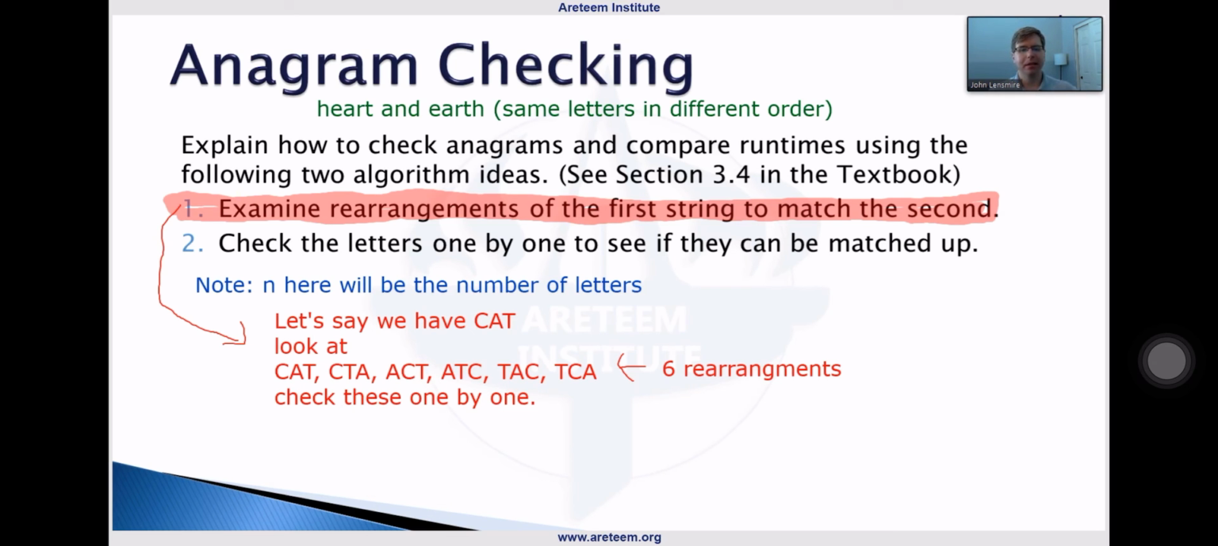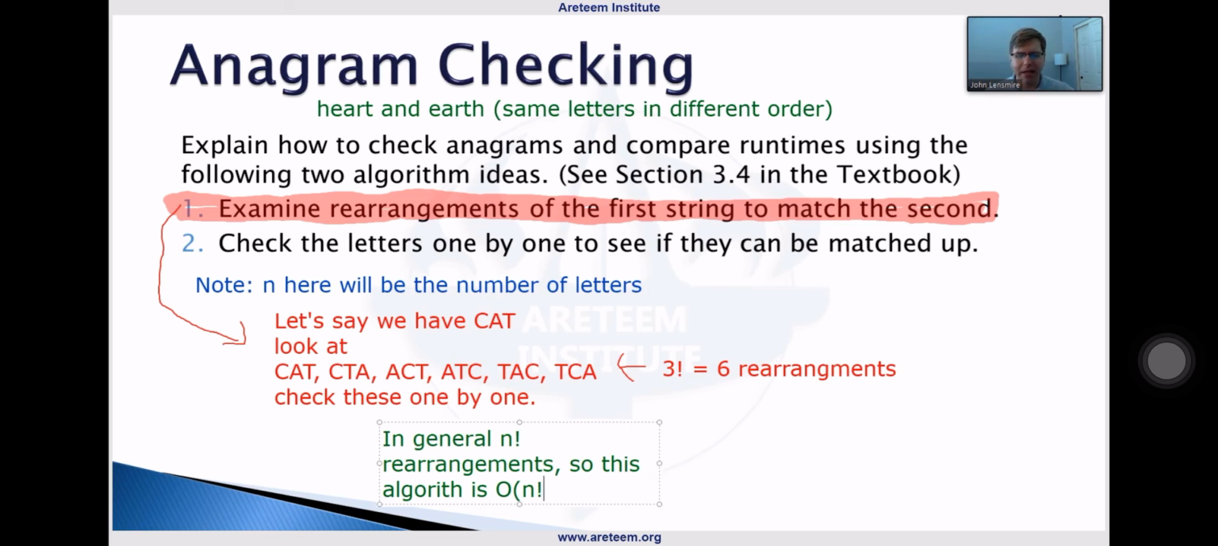Now, if you've done some math, we have 3 letters. 3 times 2 times 1 is 6 rearrangements. This is, of course, a factorial. So in general, there will be n factorial rearrangements. So this algorithm is probably O of n factorial.